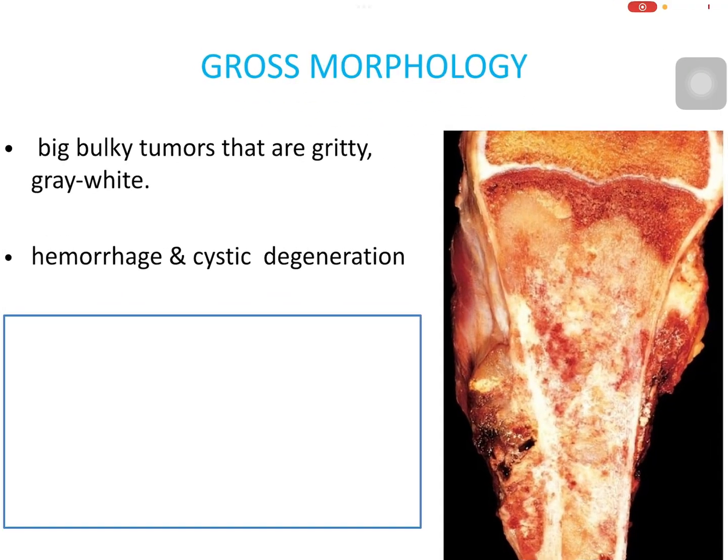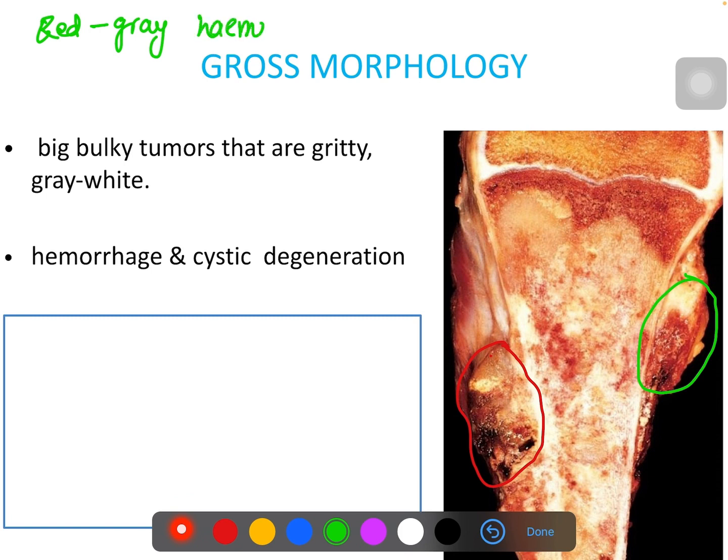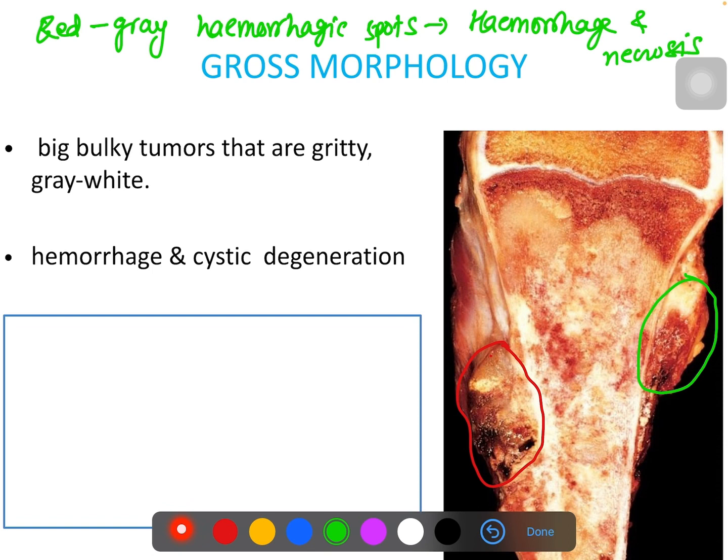Now if you talk about the gross morphology of the bone, as you can see here, you'll see some hemorrhagic spots. Okay, so there are some red to gray hemorrhagic spots. This is generally due to hemorrhage and necrosis. And the tumors are quite gritty. Okay, it is very much gritty, means it is not soft to touch. So as it is a bone forming tumor, you can understand why it is gritty. So there is some sort of hemorrhage and cystic degeneration as well.